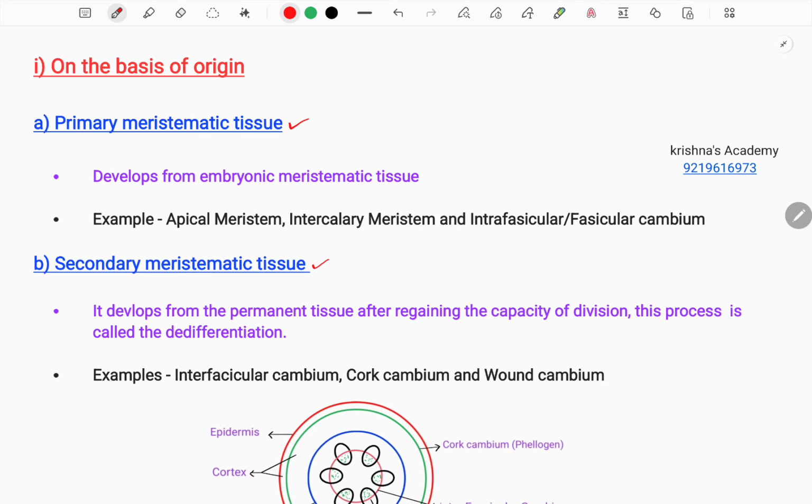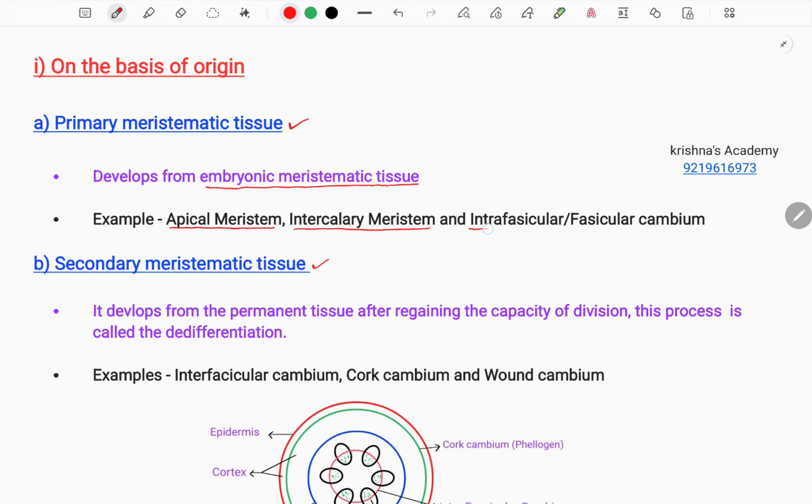Primary meristematic tissue develops from the embryonic meristem. Some part of the embryonic meristem remains continued in the main plant body, and this will form the primary meristem. Examples: apical meristem, which is present on the tips of the root and the stem and their branches. Intercalary meristem, which is present in the nodes region. It is also called the nodal meristem. We will discuss it in a further lecture on the basis of position.